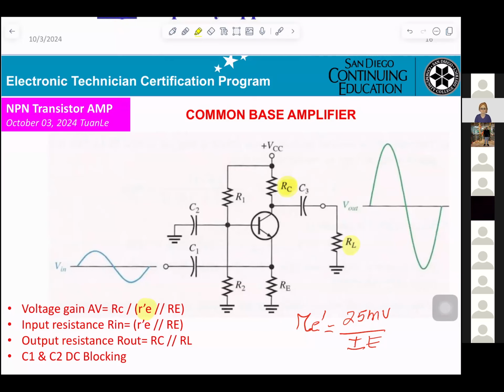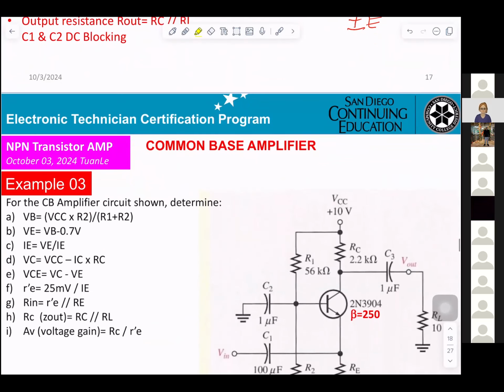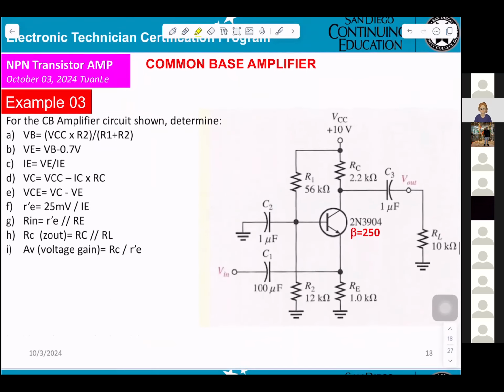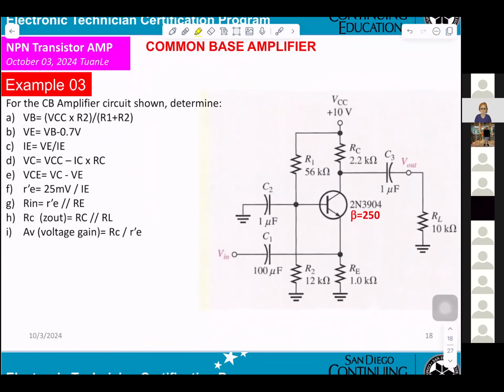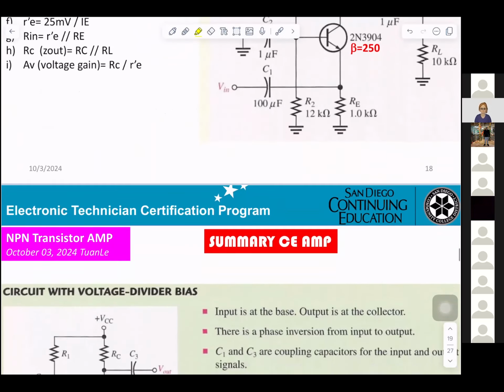Parallel RL. Input resistance R in is R prime E parallel with RE. Output resistance is RC parallel RL. C1, C2 are DC blocking. And this is the example for doing the calculation. If you get the time, you can go through that to do the calculation.